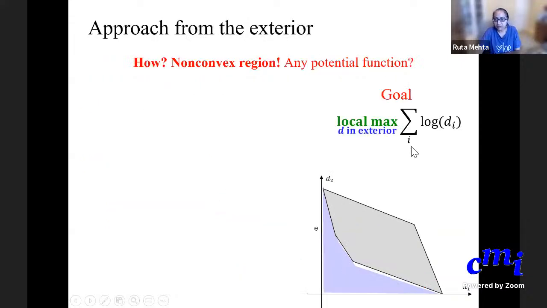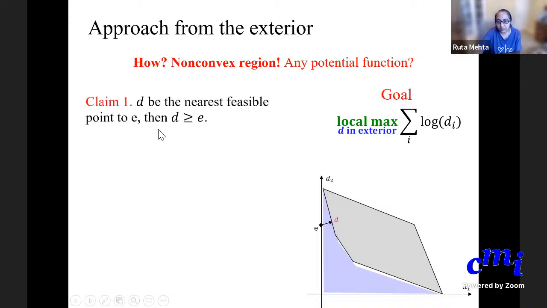We show convergence through a potential function. We show that the function that we are trying to minimize from inside is a potential function when we try to maximize it. In particular, let's say we start from any exterior point E and project it to the boundary of your feasible region. This D is the nearest point to E. The first thing we prove is that D has to be coordinate-wise larger than E. And it's intuitively clear here from the geometry of the regions.